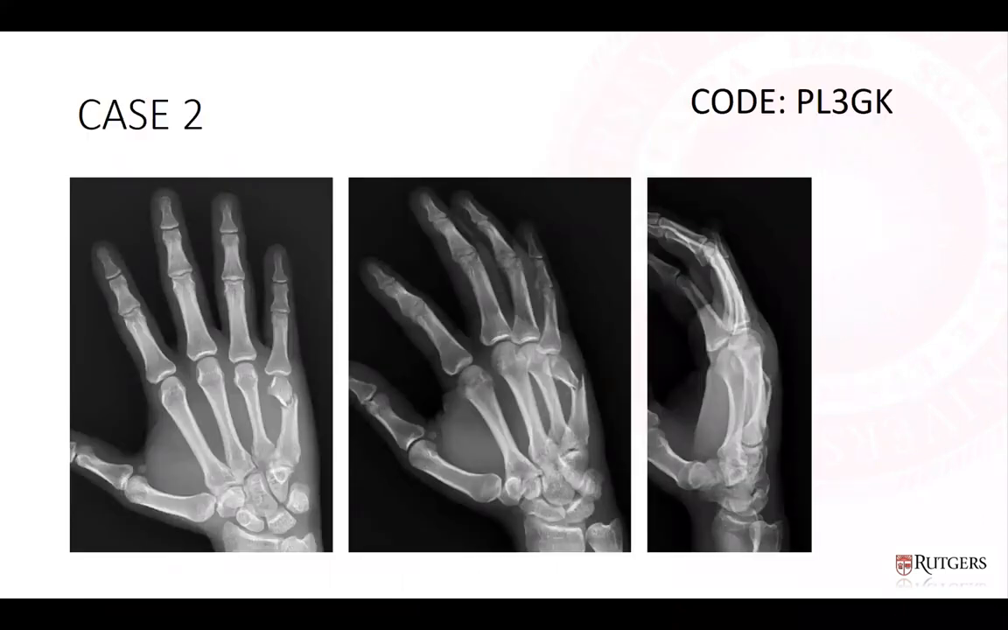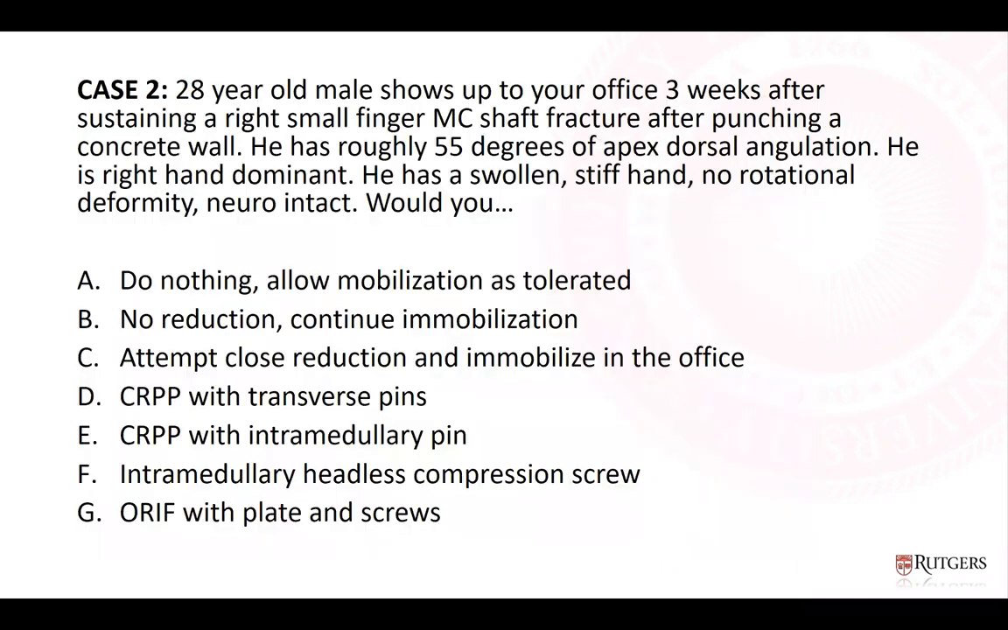So this is a similar fracture, a distal shaft fifth, or small finger, metacarpal fracture. This is a 28-year-old male who shows up to your office 3 weeks after sustaining this fracture, after punching a concrete wall. He has roughly 55 degrees of apex dorsal angulation. He's right hand dominant. He's still swollen, has a stiff hand with no rotational deformity, and he's neurovascularly intact. Would you A, do nothing and allow mobilization as tolerated, B, no reduction and continue immobilization, C, attempt closed reduction and immobilize in the office, D and E are CRPP, F is using an intramedullary headless compression screw, and G is ORIF with plate and screws.